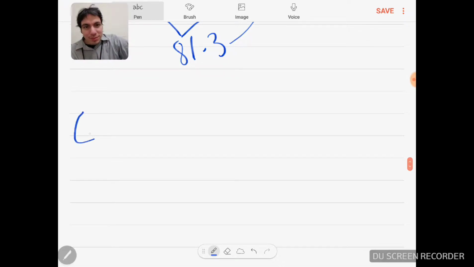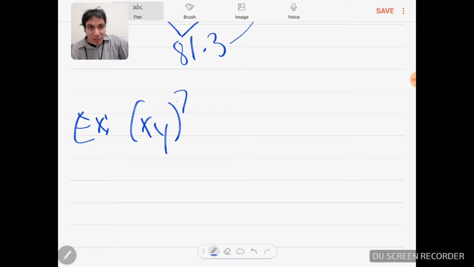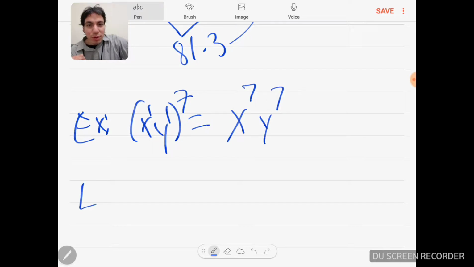Let's do another one. Let's say xy is being raised to the 7th power. So using that rule, we can, remember, put a little 1 there, a little 1 there. So this becomes x to the 7th and y to the 7th power. Very straightforward, I would say so myself.